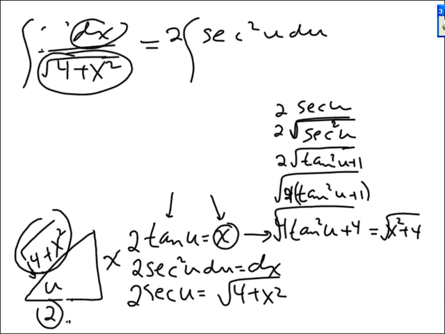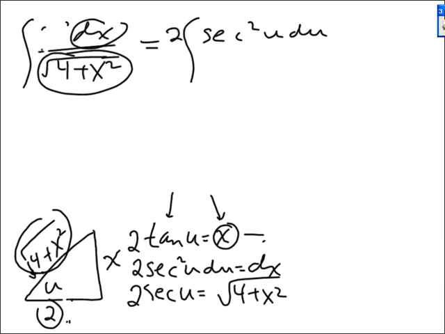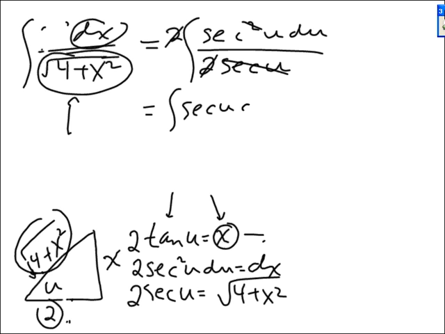2 secant u. Okay, what I did over here was a bit harder. But if you don't know your trig identities, that is, if you don't know that secant is the hypotenuse over 2, well, you don't have much of a choice. But nonetheless, the bottom, the square root of 4 plus x squared, is 2 secant u. And the 2's will actually cancel. Okay, and 1 secant in the bottom kills off 1 in the top. So you have the integral of secant u du.